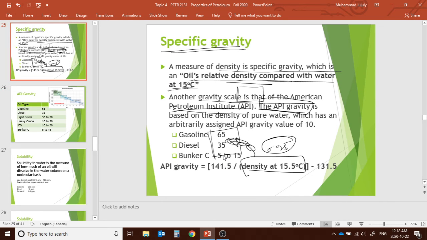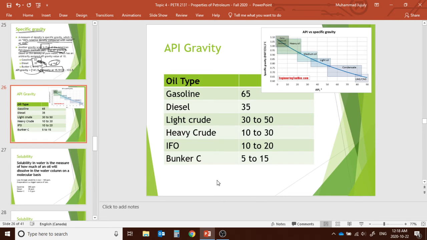Look at the formula. It's inversely proportional. So that means the gasoline's API gravity is 65. That means it's lighter than the bunker C, which is 5 to 15. Remember that. This is very important. So this is the API and this is the specific gravity, and these are inversely related.